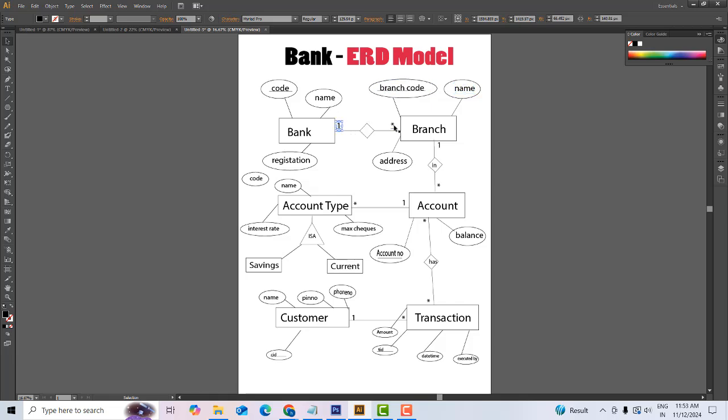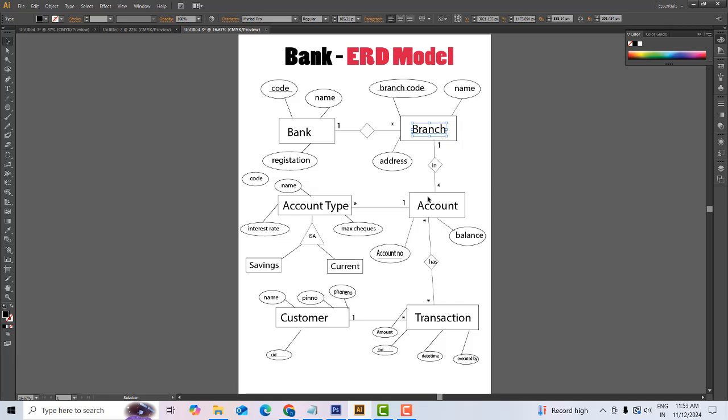Here you can observe that one bank has many branches. For example, if you take the bank HDFC, the bank is one bank, the company is one company, and it has so many branches. One branch is in Chennai, another branch is in Kolkata, and another one is in Bombay, and so on. So the bank is one, and there are so many branches.